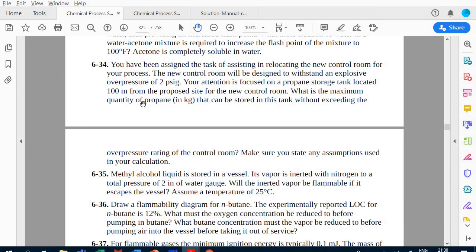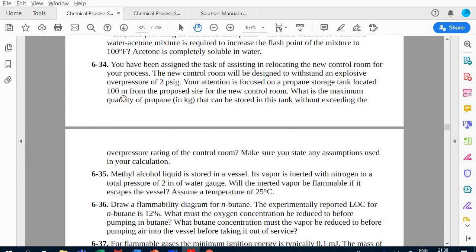What is the maximum quantity of propane in kilograms? So we are talking about the maximum quantity of kilograms that can be stored in this tank without exceeding the overpressure rating of the control room, without exceeding the 2 psi of the control room. Make sure to state any assumptions.